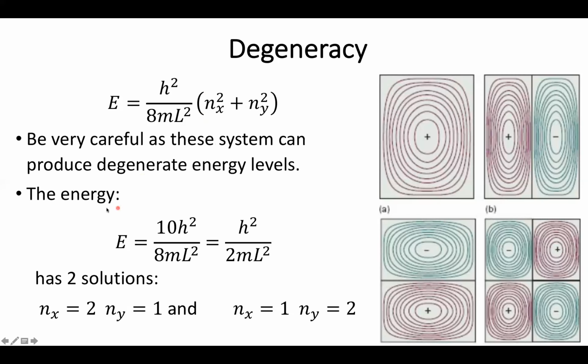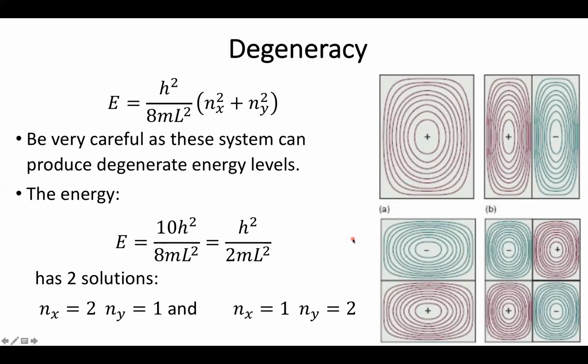So one of the big things is you can imagine a system with an energy of 10 h bar over 8 ml, which actually should be 5 halves energy. And this is going to have two solutions. The first one being 3 and 1, and the other one being 1 and 3. So we have two different solutions, different number of nodes, but with the same energy. And so this is one of those important things to note, is even if you know the energy of the system, you may not know the exact wave function that yields it.